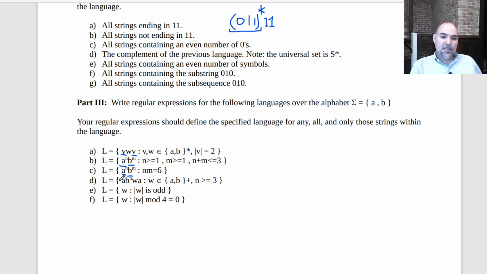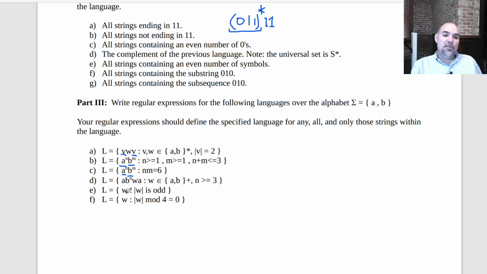The next one says I have something that starts with an A and ends with an A, and between the 2 A's I have a string of B's that is 3 or more in length, and then this W is just 1 or more A's and B's after that B before the final A.